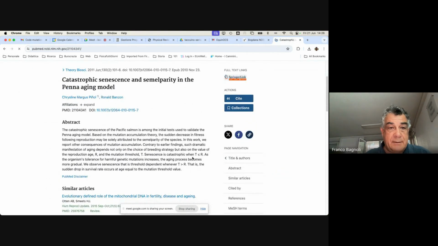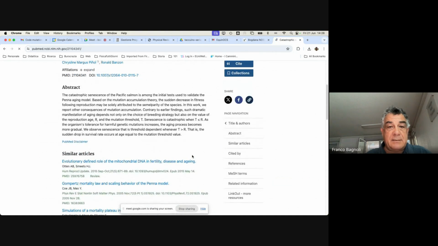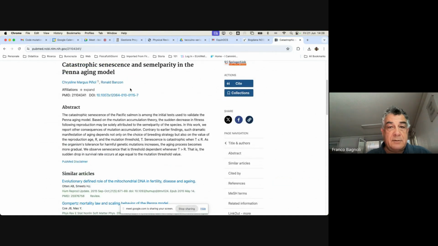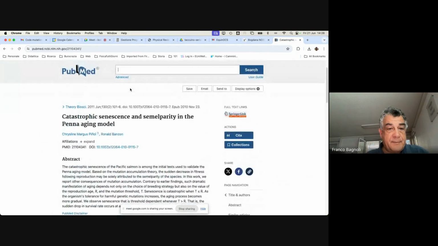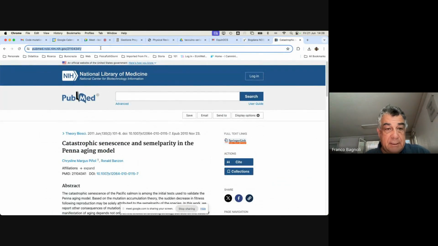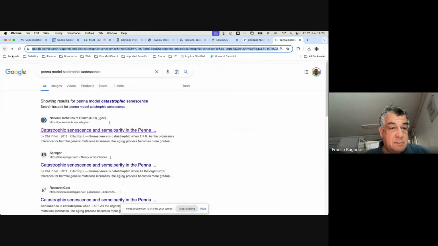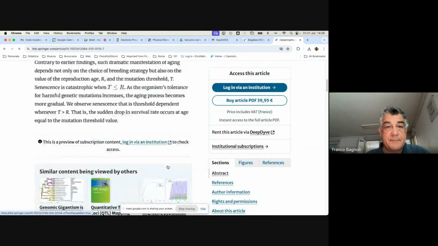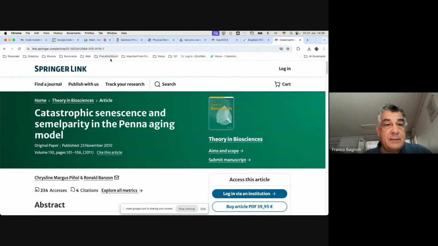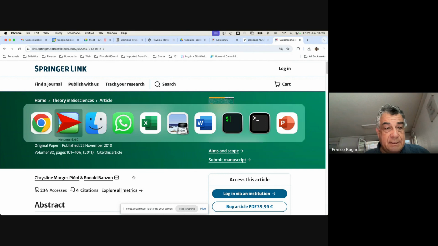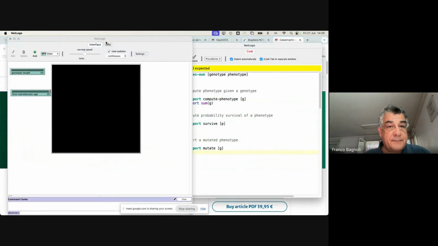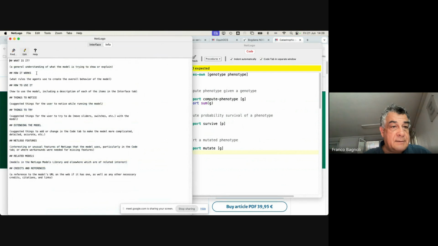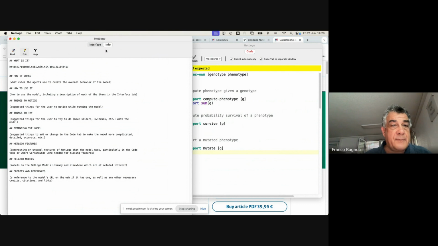Should be this one. Catastrophic senescence of the Pacific hormone, no? So I think it is this one, or yes, should be this one. If I remember, so let us put this on the notes so that, okay.